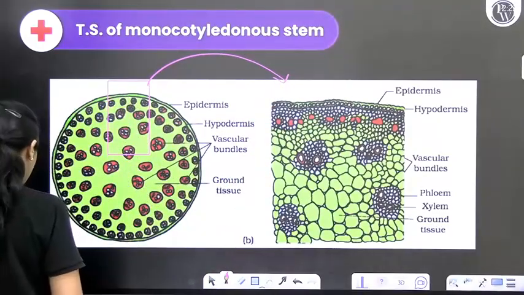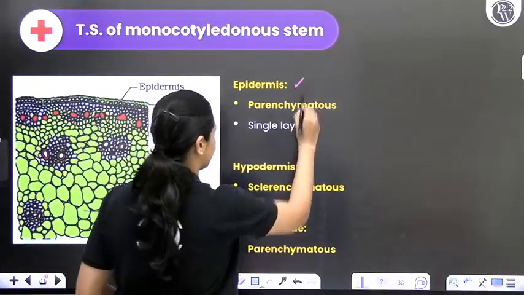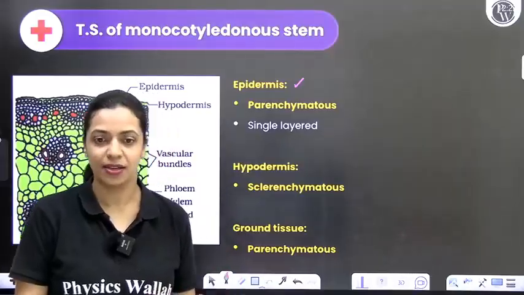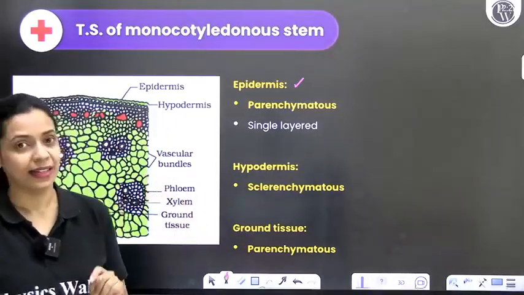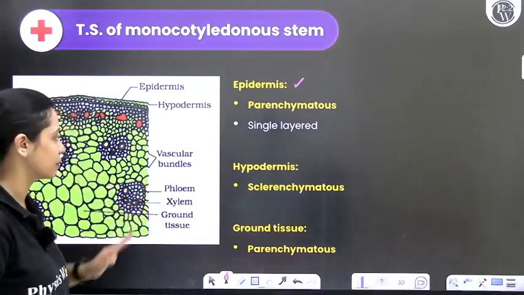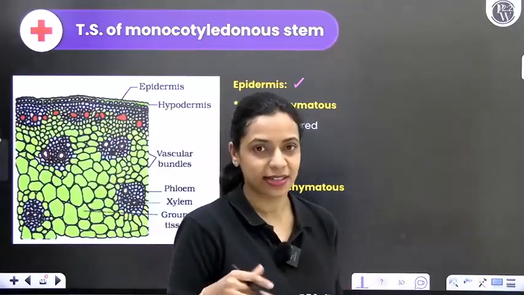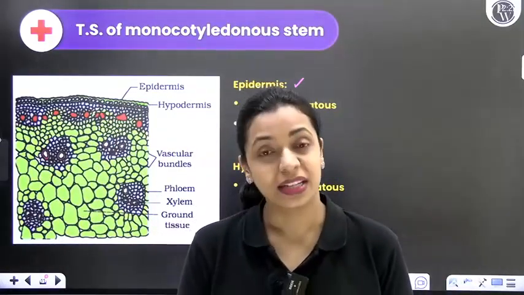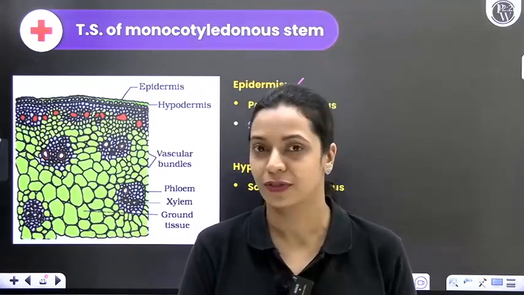As always, the outermost layer is what is called the epidermis. Epidermis always is parenchymatous. Even here it is parenchymatous. It is made up of a single layer of epidermis that is barrel shaped. Okay. Over here, the cortex is differentiated. Okay, you have a hypodermis and you have a general cortex. But here you do not find endodermis, you do not find pericycle, you do not find pith.